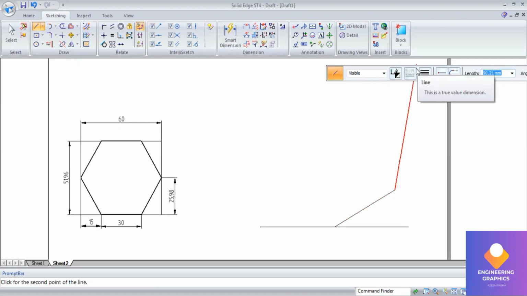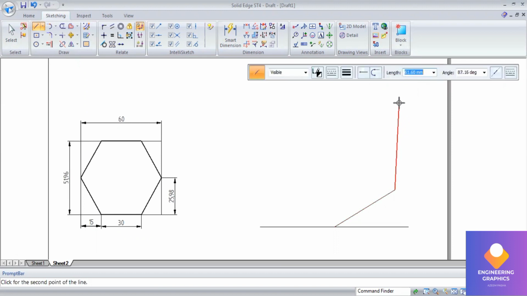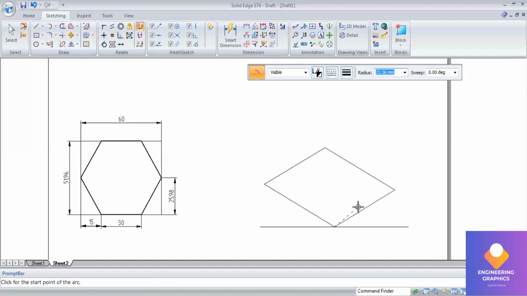Okay, the second length is 60, angle is 150. Again the length is 51.96, angle is 210. Now join. So the box is constructed. Now we have to cut the arcs. For a length of 51.96, we will be cutting an arc of 25.98.